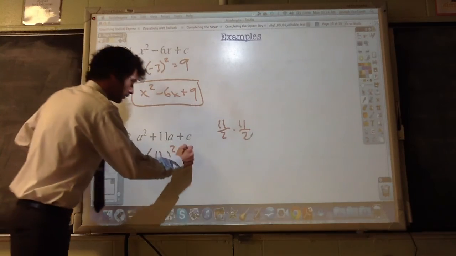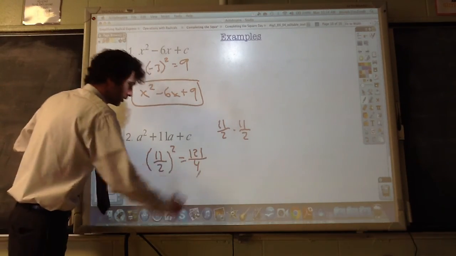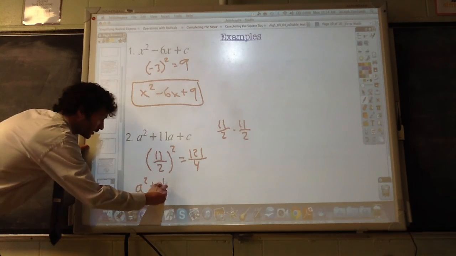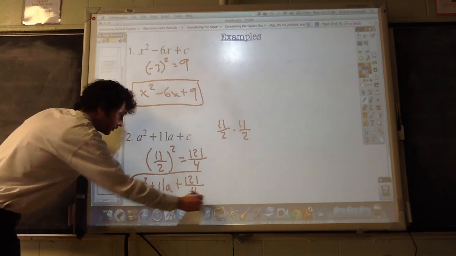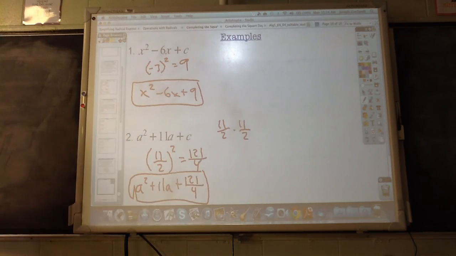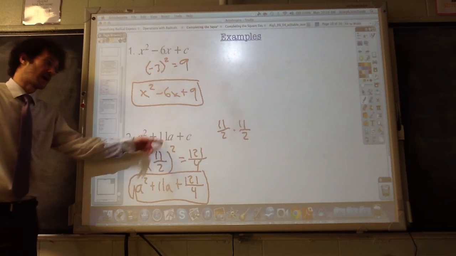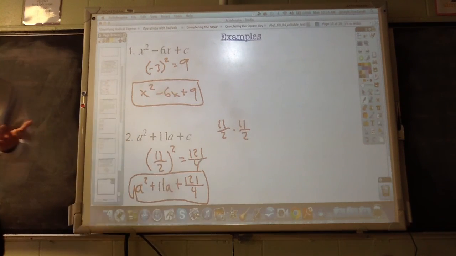121. And then 2 squared on the bottom? 4. And then we plug that in for c. So we would have a squared plus 11a plus 121 over 4. Now, some of these you will have to deal with fractions on the homework, just to warn you. But it's not difficult. If you're dividing an odd number by 2, the fraction is just that number over 2, right? There's nothing you can simplify.